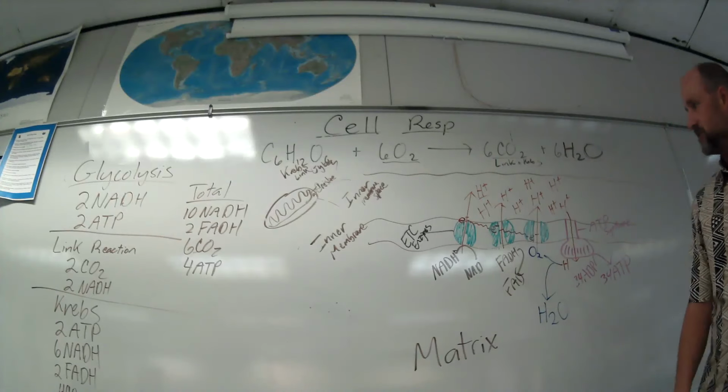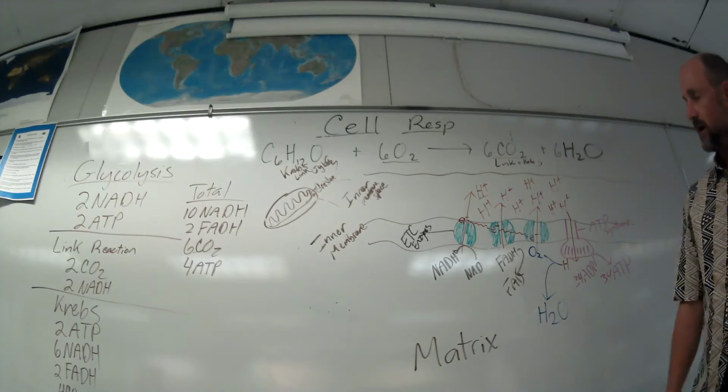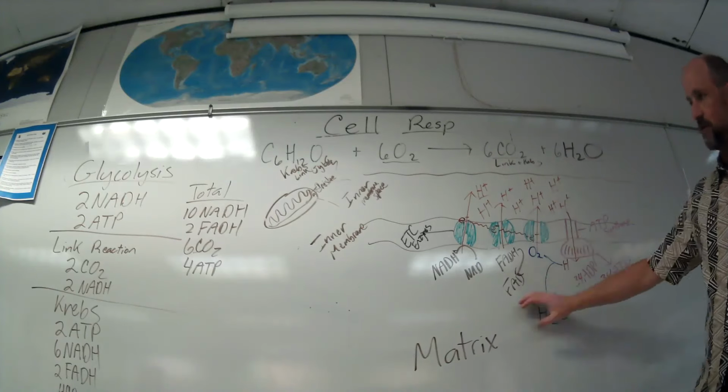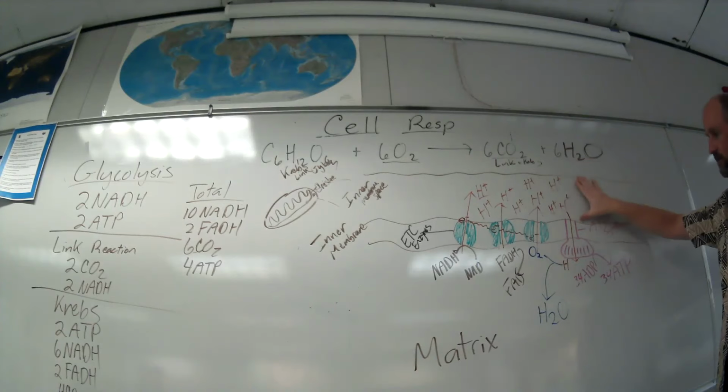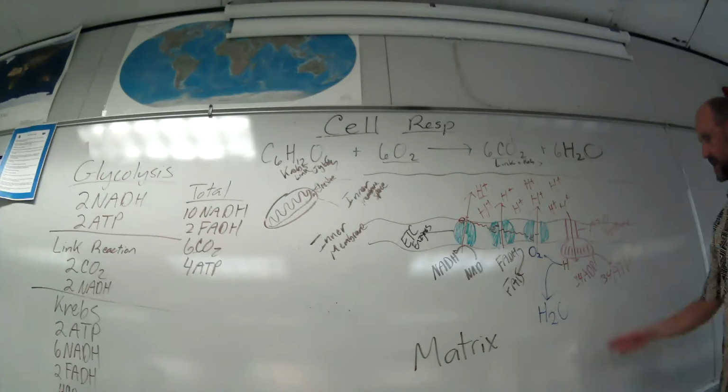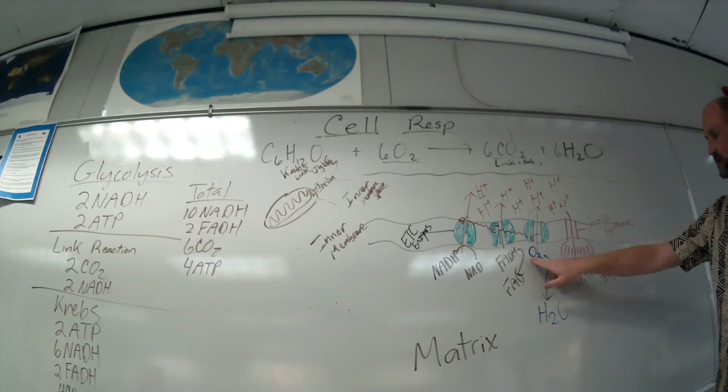I hope that was better than me drawing on the computer. Make sure you try to draw this out yourself. Really understand that we create a hydrogen proton gradient in the intermembrane space, and that is used to power ATP synthase, and oxygen is the final electron acceptor.